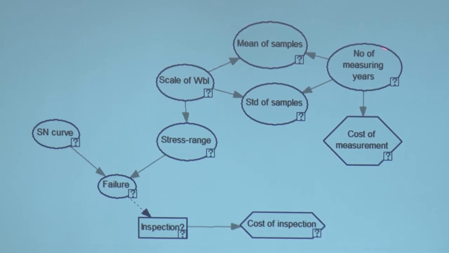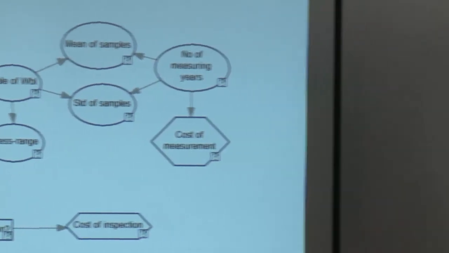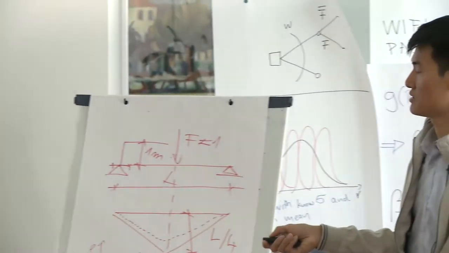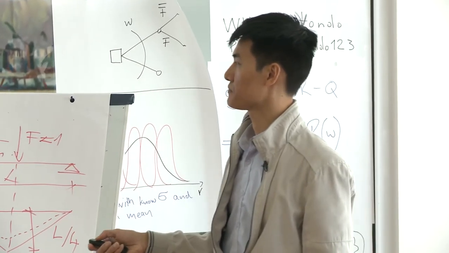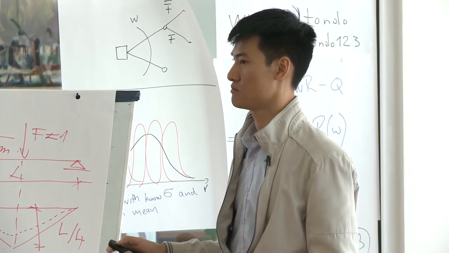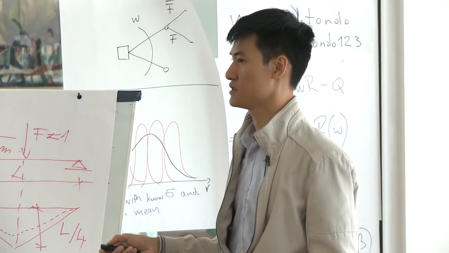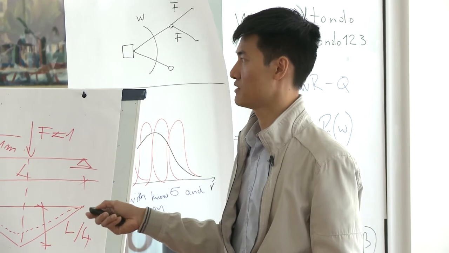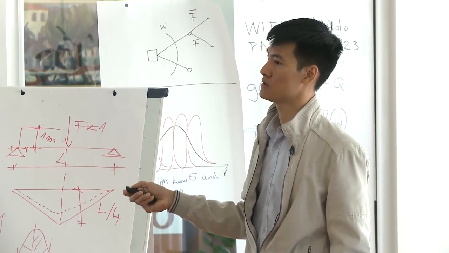And here the number of years of measurement is related to the cost of measurement. And from the number of years of measurement, we have the mean of the samples of the scale, and the standard deviation of all the scale values for each year. So actually I have two utilities here. That's all I have in mind now to determine the number of years of measurement for the string.